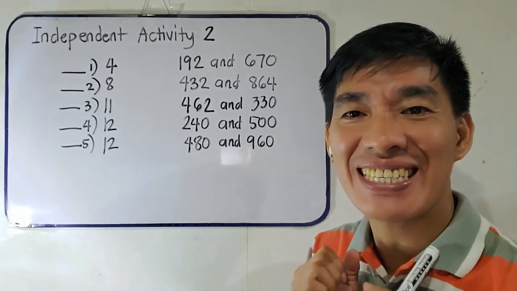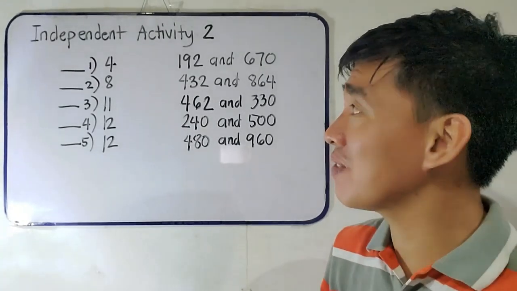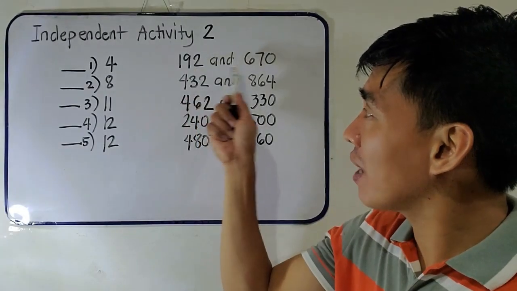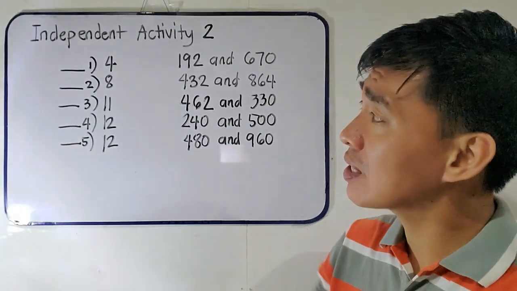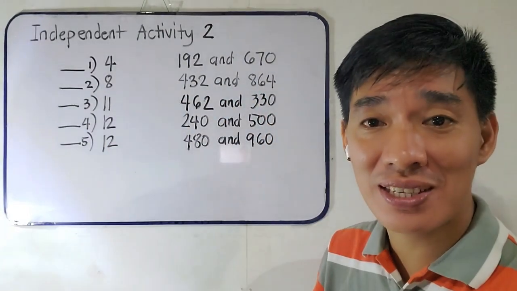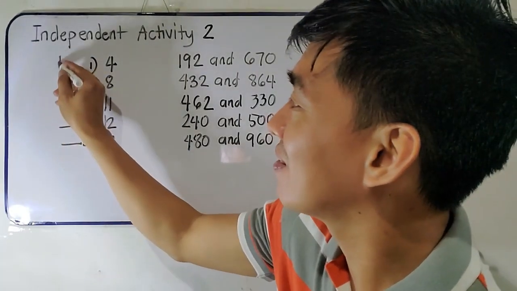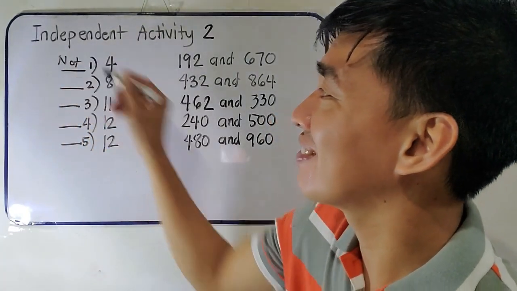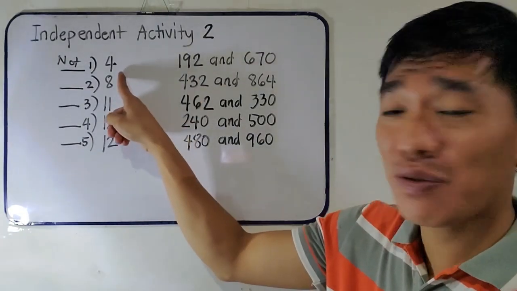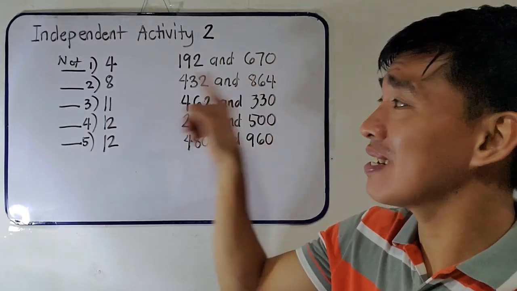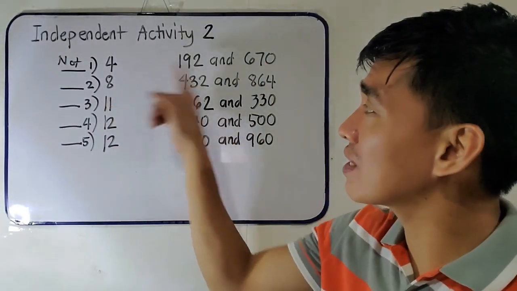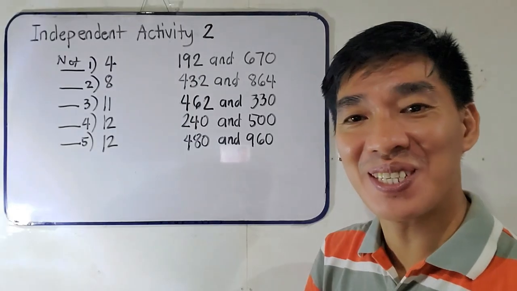I'm so excited. Now let's check your activity or independent activity 2. 192 and 670. Is 4 a common factor of these two numbers? The correct answer is not. Why? It's because 92 is divisible by 4, but 70 is not divisible by 4. So obviously, 4 is not a common factor of these two numbers.